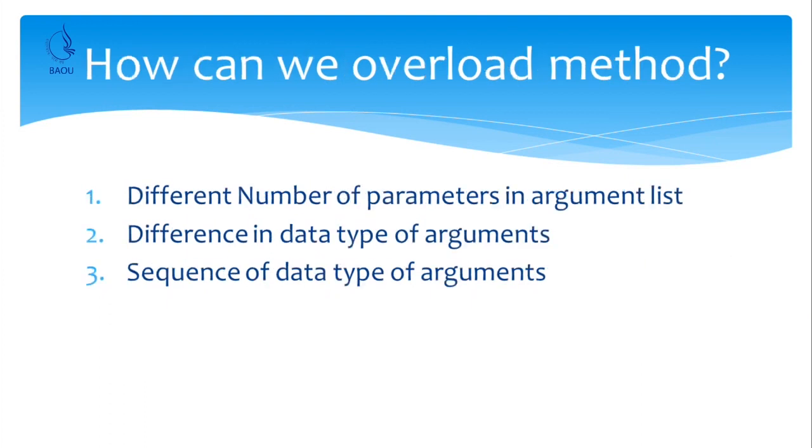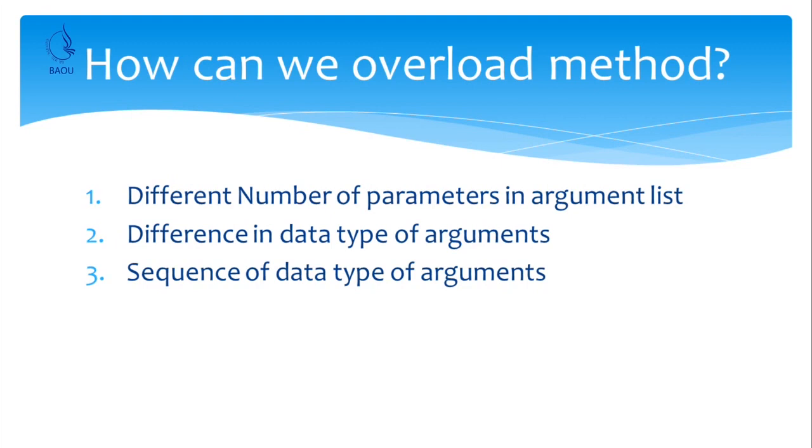Now, how can we overload a method in a class? There are three ways to overload a method in a class. The first way is to use a different number of parameters in the argument list. It is very easy for the compiler to check which method to execute depending on the number of parameters. It is the simplest way of achieving method overloading, because the method name is the same, but the number of parameters is clearly different. So, it is very easy for the compiler.